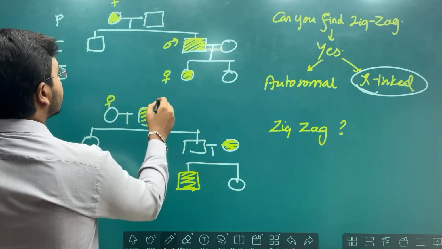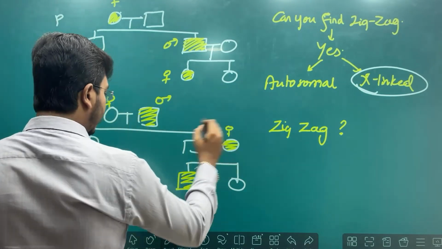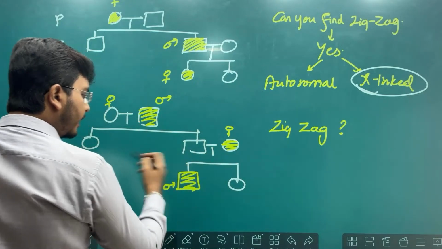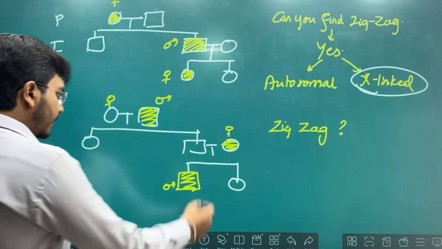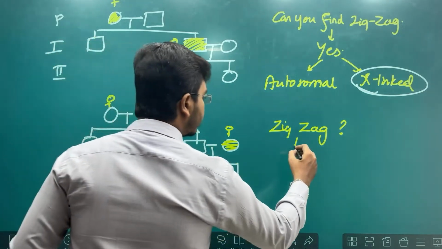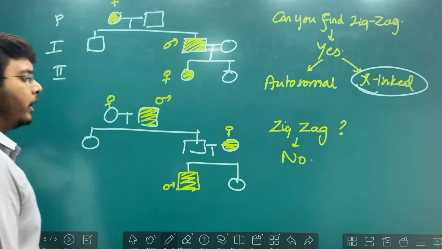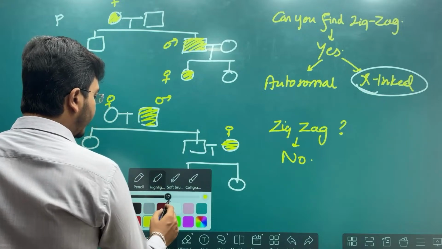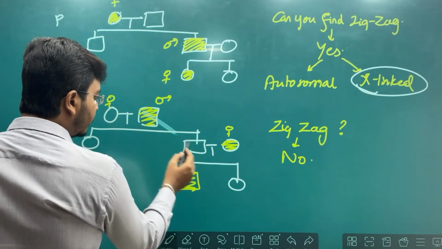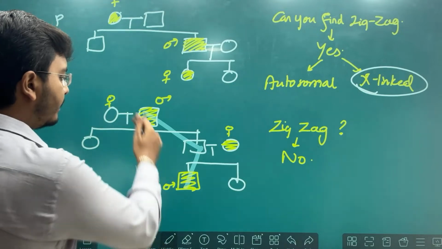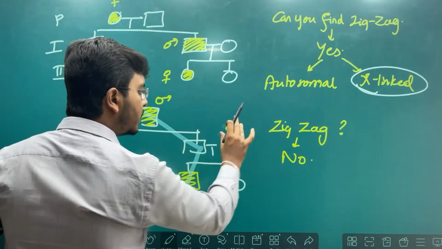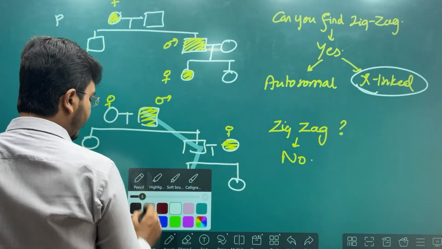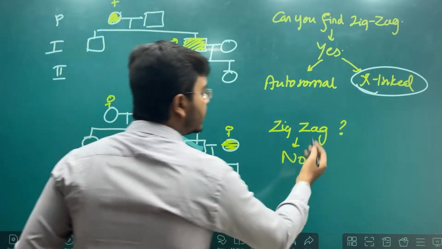This is female, so male is affected, then female is affected, again a male is affected. Can I consider this as a zigzag? The answer is no. Why can I not see a zigzag? Because how should the cross have come? It should be from this to this. If it came like this, it would be a zigzag. But this mother is from another family. Did I get it like this? No. So it is not a zigzag.